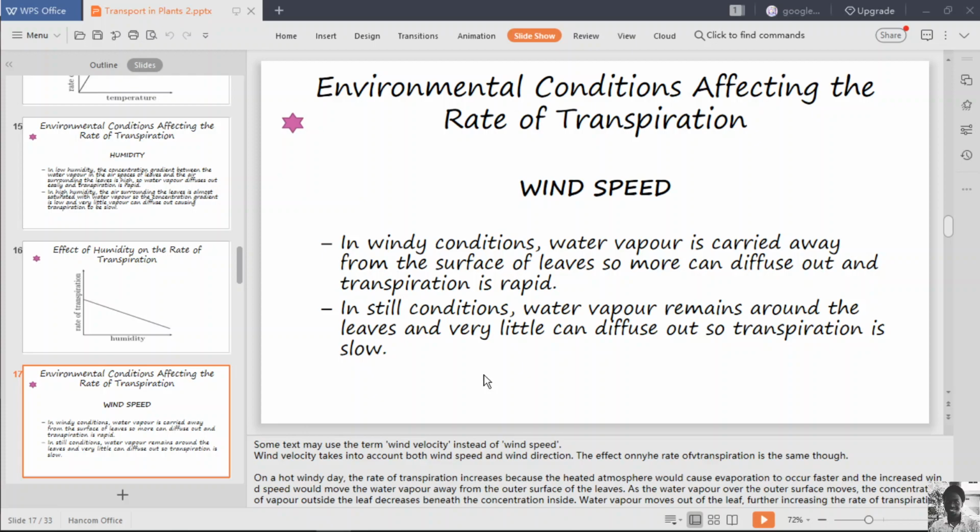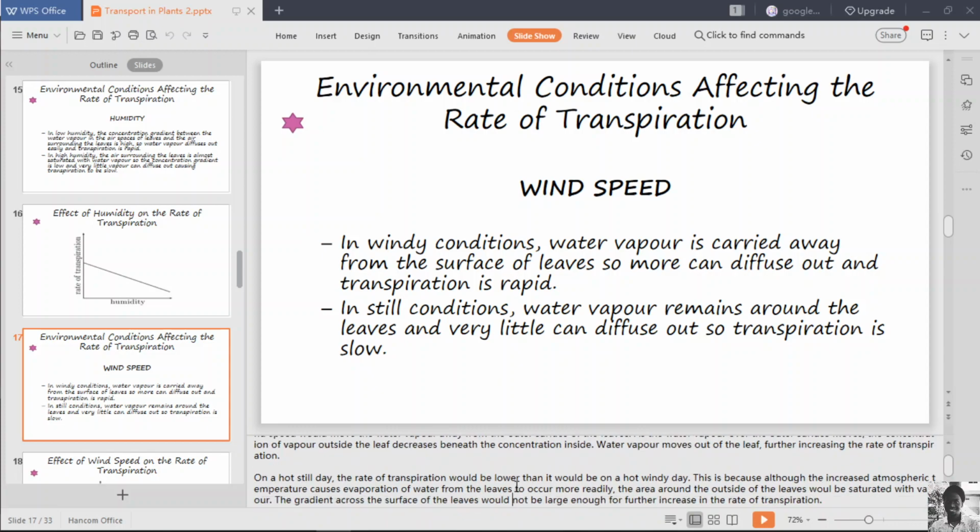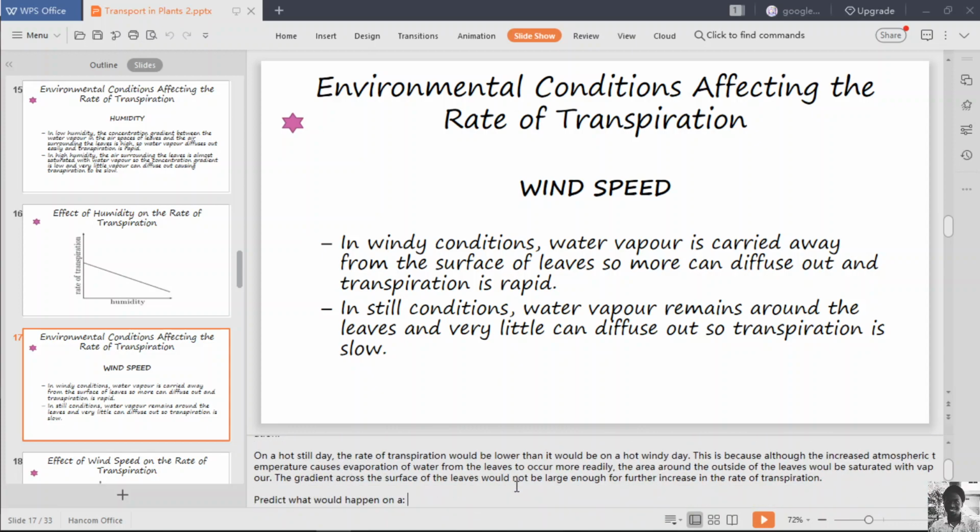Okay, good. Now on a hot still day, however, the rate of transpiration would not be as high as it would be on a hot windy day, and that is because, although the increased atmospheric temperature causes evaporation of water from the leaves to occur more readily, the area around the outside of the leaves would be saturated with vapor. As a result, the gradient across the surface of the leaf in terms of moisture content would not be large enough for water vapor to move from inside the leaf to outside the leaf as readily. So as a result, the rate of transpiration would not be as large as it would be on a hot windy day.